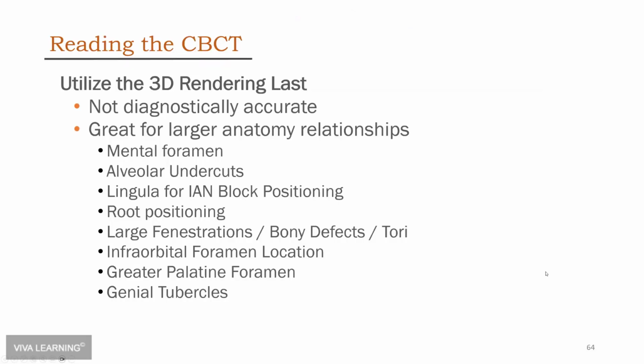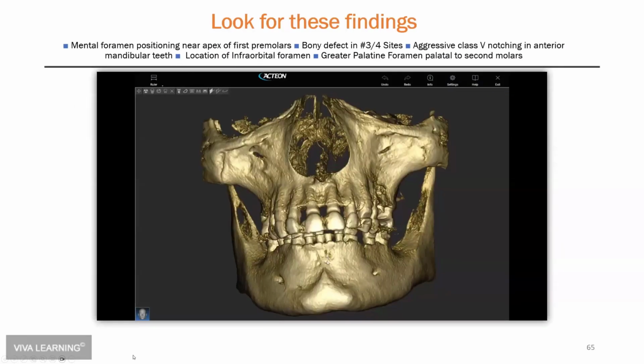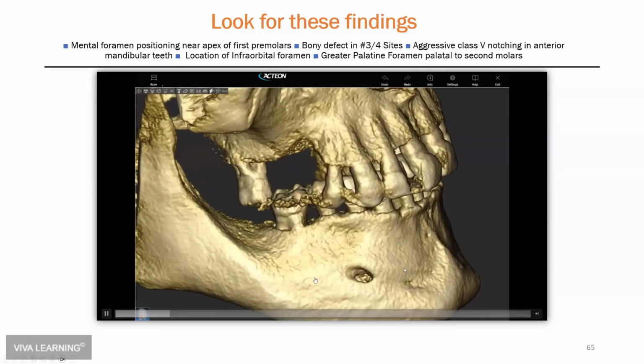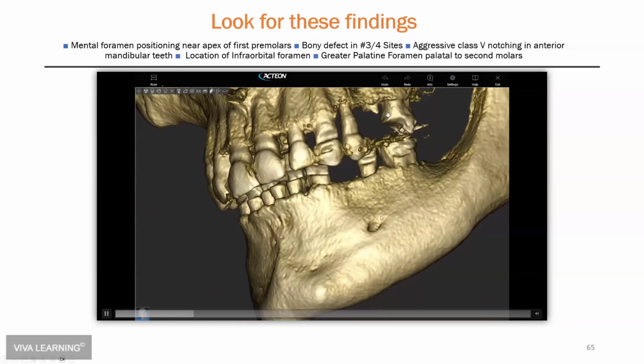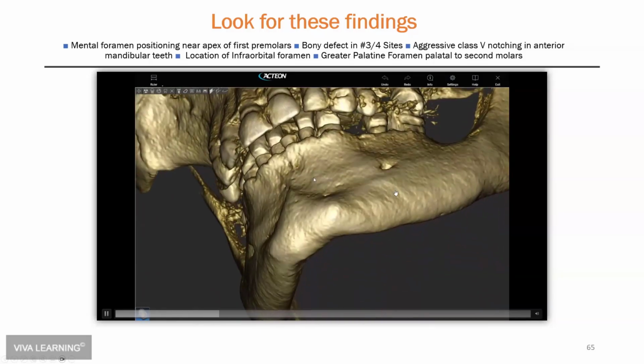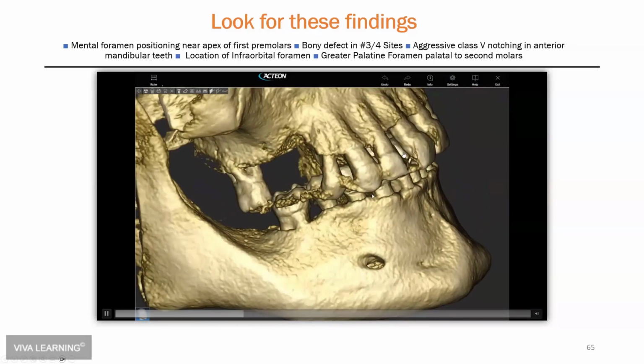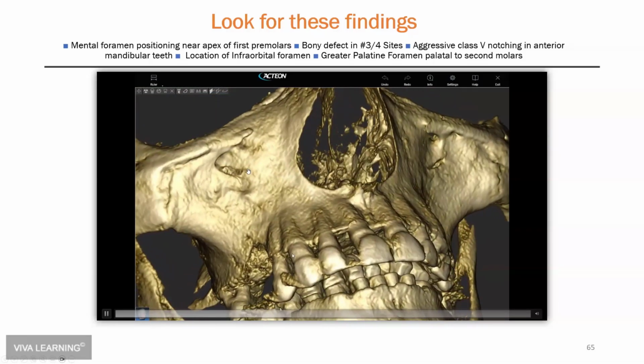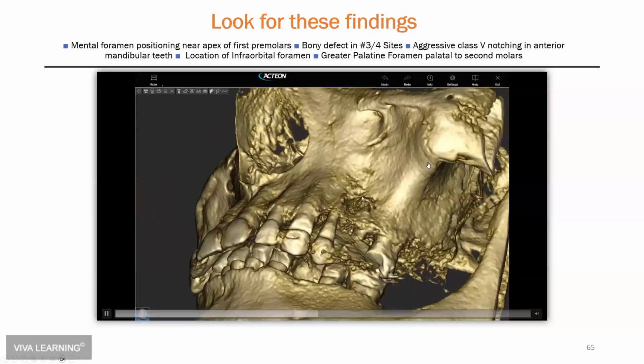And last, we're going to use the rendering. So not diagnostically accurate outside of gross anatomy, but we're going to be looking for mental foramen. Obviously, they have large mental foramen here. There's that large defect in 4, some broken teeth. We can even see, sometimes you'll see abscesses through the bone. The nasal floor, infraorbital foramen.